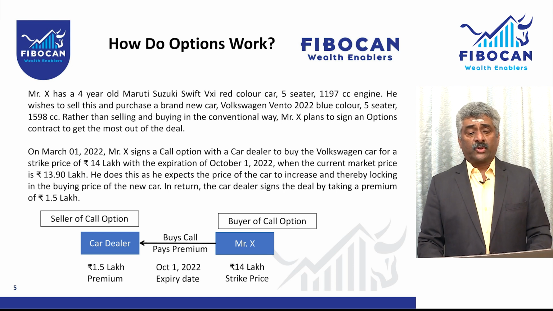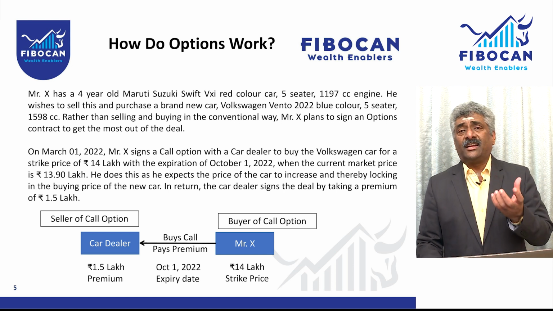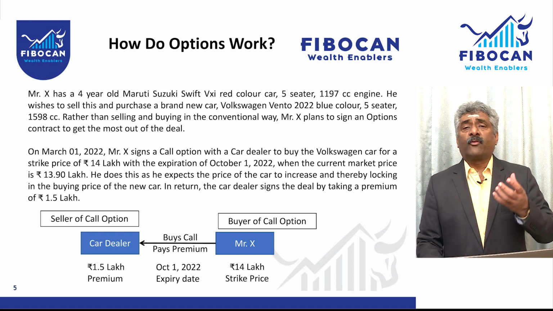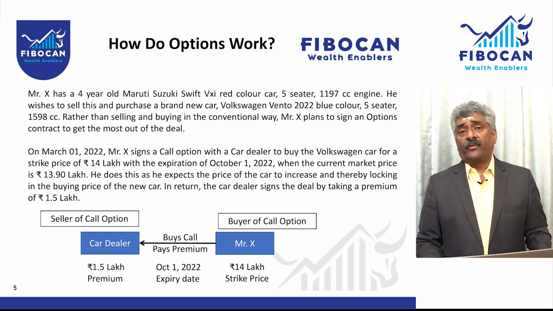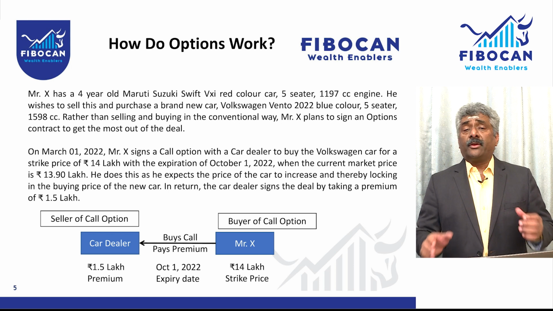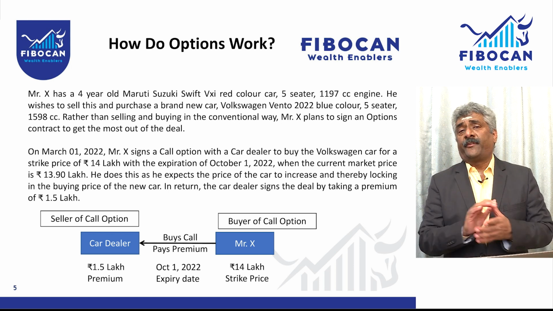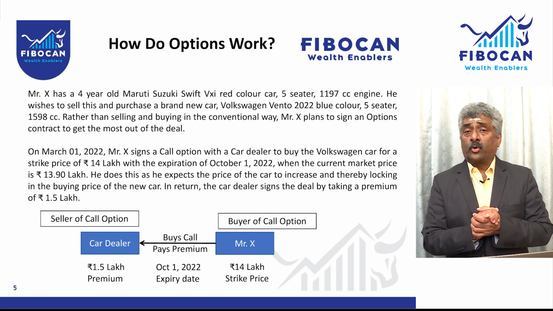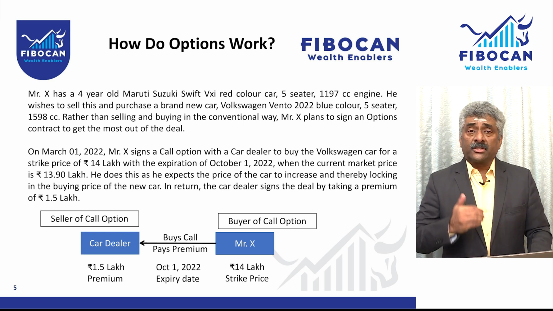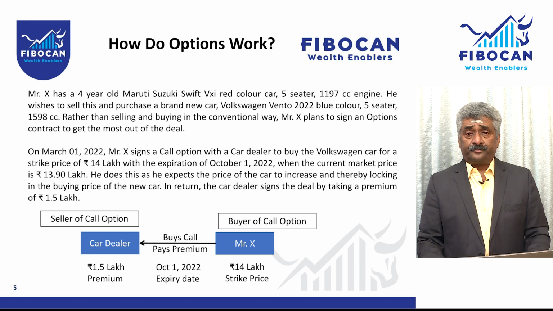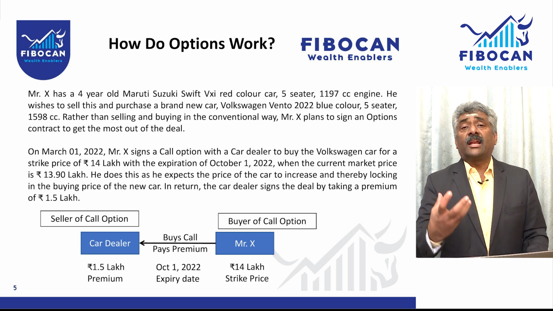He has an existing car. He is an intelligent person, he wants to sell his 4-year-old Maruti Swift VXI, color and everything. See, in an option, in a financial contract, it's very important that the exact specification is given. That's why I am giving so much detail here. So he wants to sell the car and buy a new Volkswagen 2022 blue color 5-seater car. Instead of buying and selling directly, he wants to buy and sell an option.